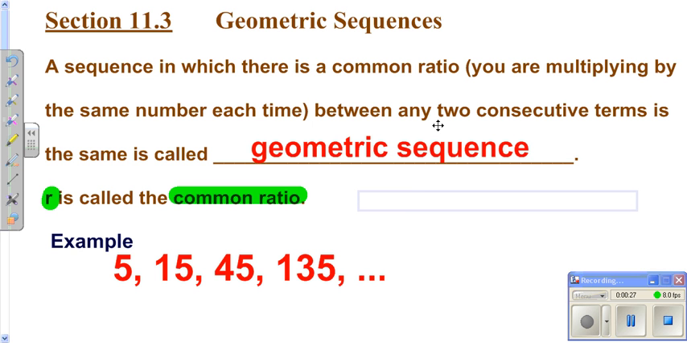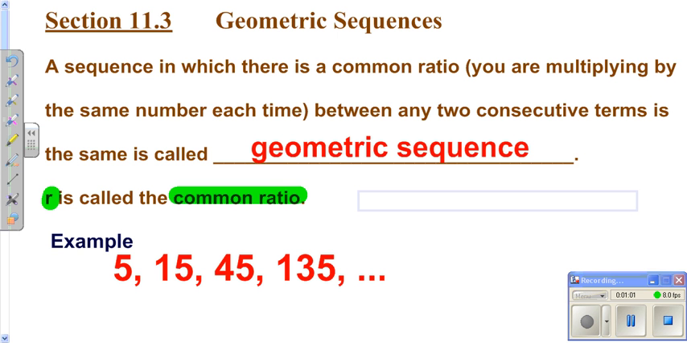We really are dealing with what's referred to as a common ratio, and that's what you're multiplying by each time. We refer to the common ratio as r. So here's an example of a geometric sequence. We're multiplying by 3 each time, so r would be 3. Our 5 times 3 is 15. Our 15 times 3 is 45. Our 45 times 3 is 135. So r is our common ratio. We're multiplying by 3 each time, so it's a geometric sequence.